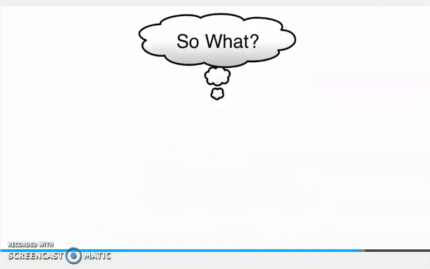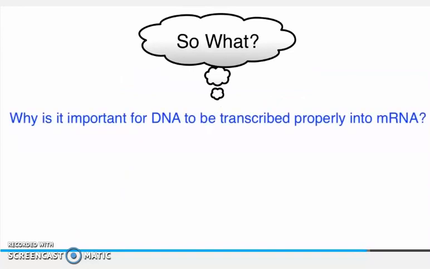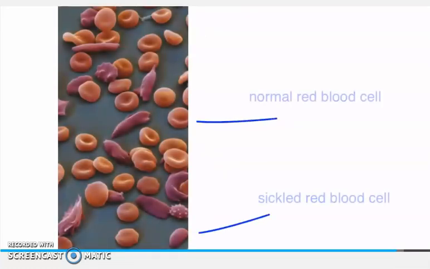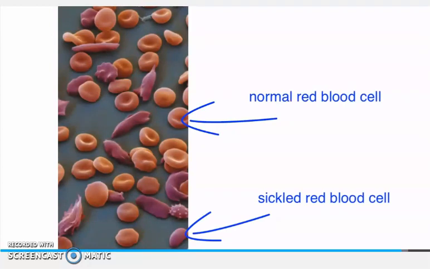You may ask, so what? Why is it so important for DNA to be transcribed properly into mRNA? The answer is that mutations, small permanent changes in the nucleotide sequence of a gene, can have major impacts on health. Serious disease, such as sickle cell anemia, can result. In this inherited disease, the gene codes incorrectly for a single nucleotide. As a result, the protein hemoglobin is not properly constructed, and the red blood cells are not fully functional. Patients suffer from a host of symptoms, such as breathlessness, severe pain, organ damage, and even premature death.